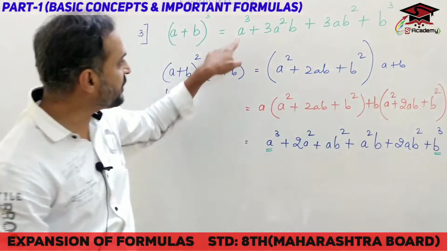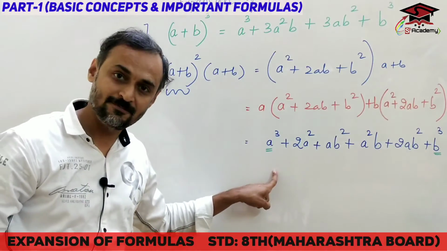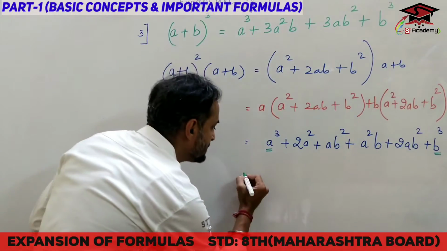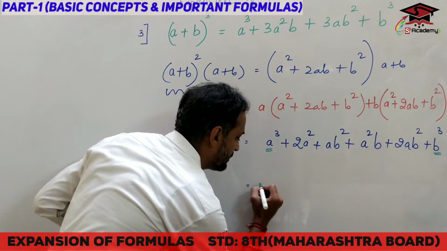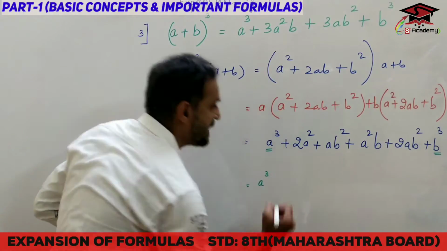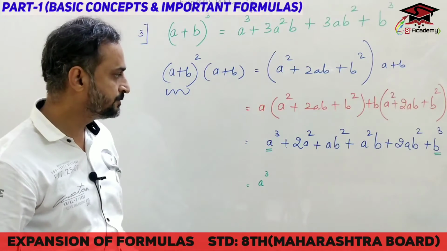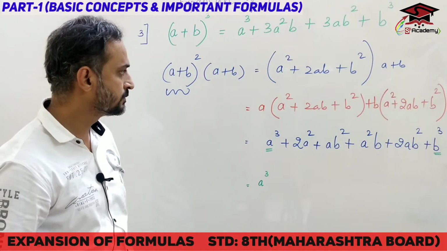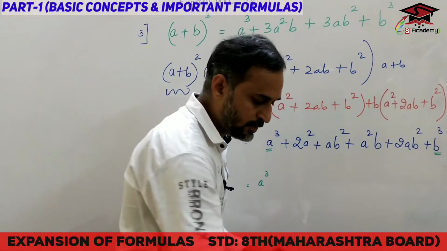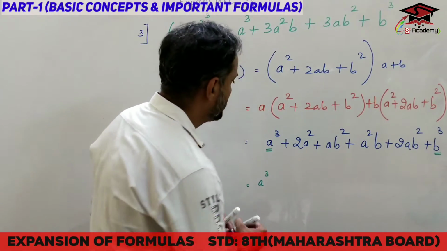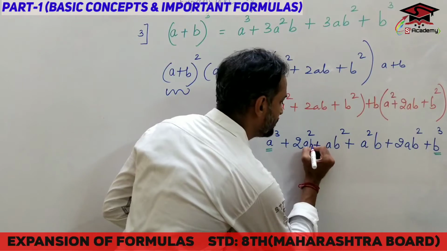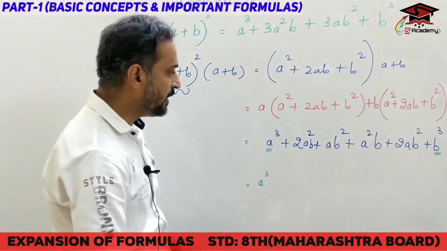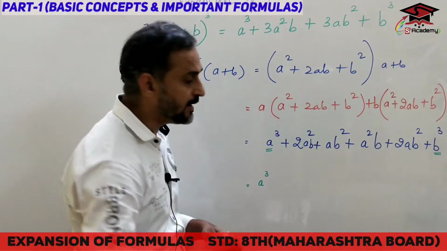Now what we will see over here, your first part and your last part. My first part is a cube. Yes, I have got. My last part is b cube. That means I'll just simply write down over here to make it more clear, a cube as it is. Now I'll put the b over here. It is a square b. Now what is given? Like terms. I'll underline the like terms.